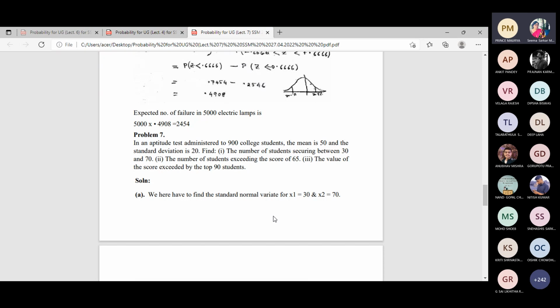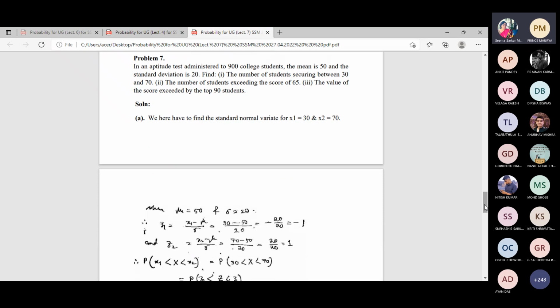That you have to find. Okay, so that is not very difficult. When x is equal to x1 is equal to 30, you can find what is z1. And when x is equal to x2 is equal to 70, you can find z2. If capital X represents the number of students securing marks between 30 and 70, then you have to find the probability that capital X will lie in between 30 and 70. That probability you have to find.